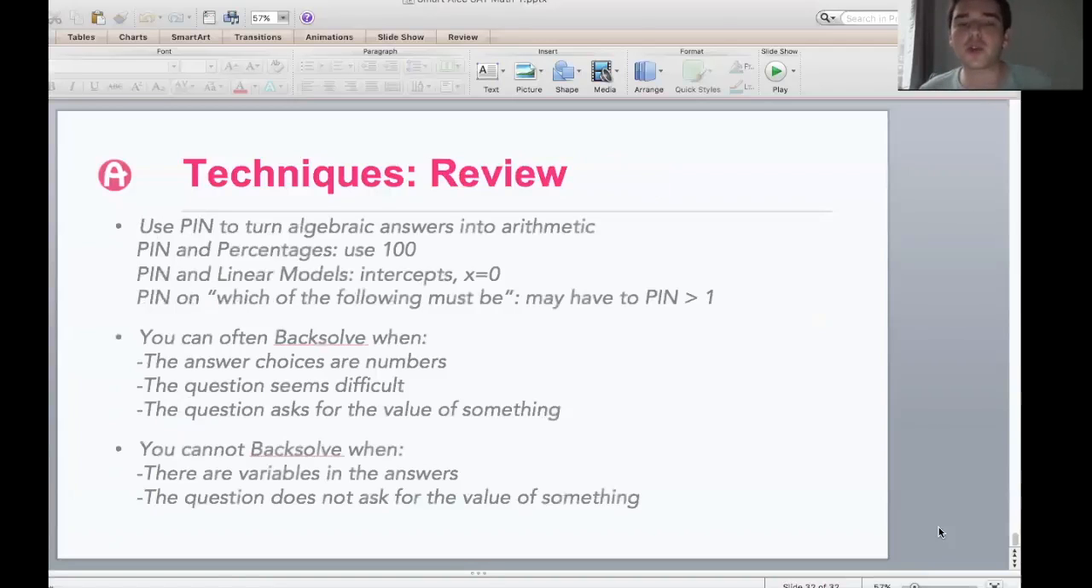So just to review these 2 main concepts that you can apply across the math section. You have PIN, and the idea of that is to turn algebra into arithmetic, to take away the abstraction, to make the abstract concrete. We will go into more depth on the applications of these as they pertain to each of the sections, but here are typical things you want to do with PIN.